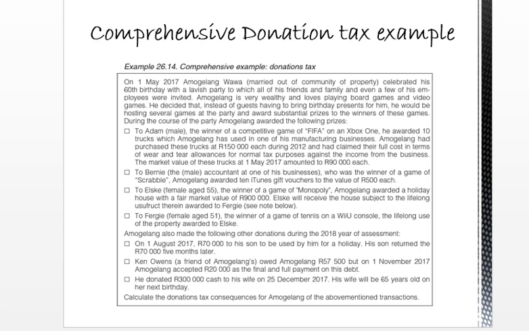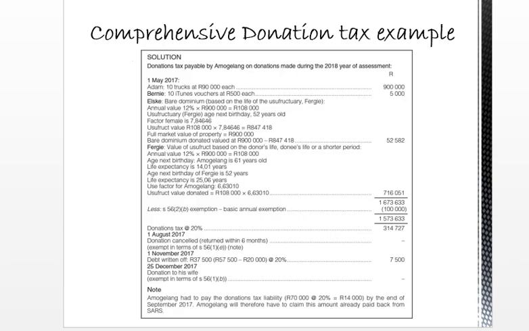So if we look at it, the first thing we want to do is determine the value of the property. So to Adam, on the 1st of May, he donated 10 trucks at 90,000 rand each. So in other words, the donation is 900,000 rand. So that's quite simple.